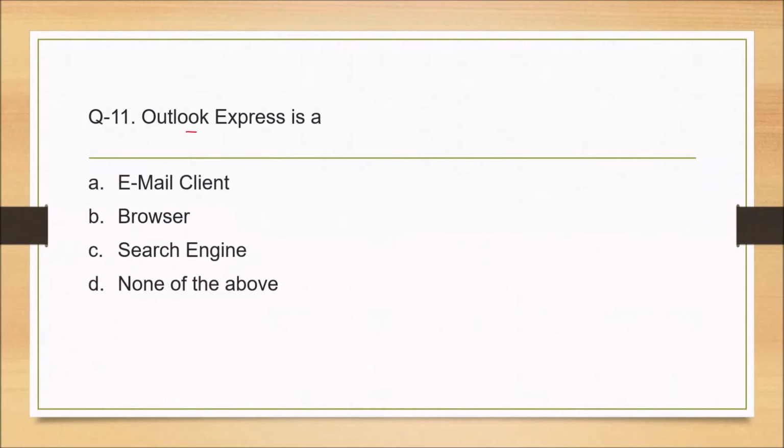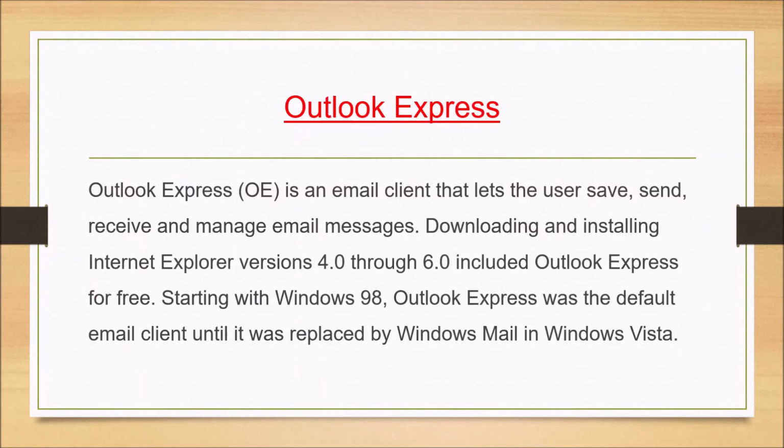Next is Outlook Express is a, and your options are email client, browser, search engine, and none of the above. And the correct answer is email client. Outlook Express is an email client that lets the user save, send, receive, and manage email messages. Downloading and installing Internet Explorer versions 4.0 through 6.0 included Outlook Express for free.